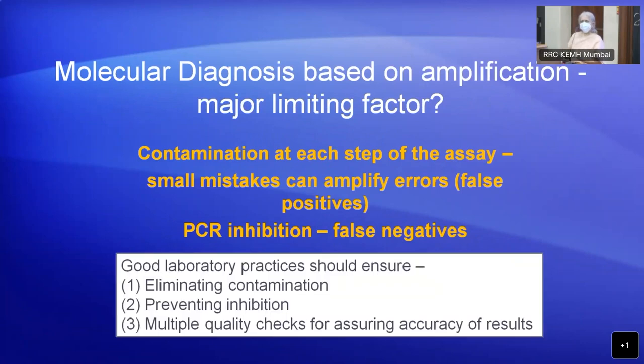So the basic measures should ensure elimination of contamination, and that nothing is preventing the amplification. It should also ensure that there are multiple quality checks at each step of the PCR cycle until you detect. So from sample acceptance to detection, everywhere you should have some kind of quality check.